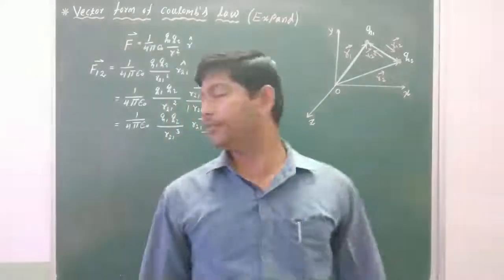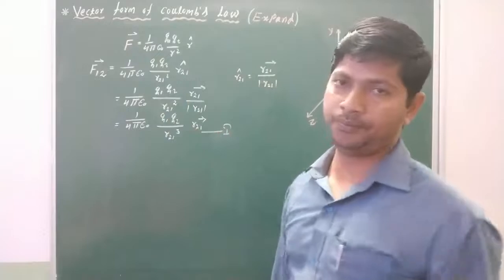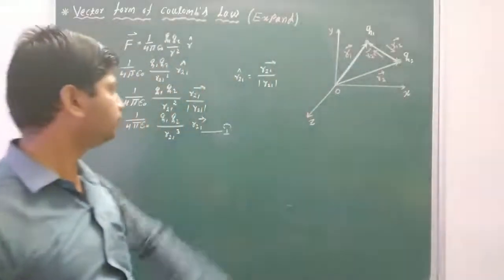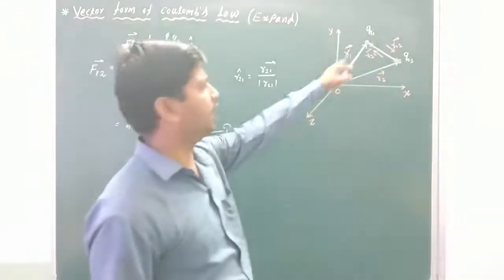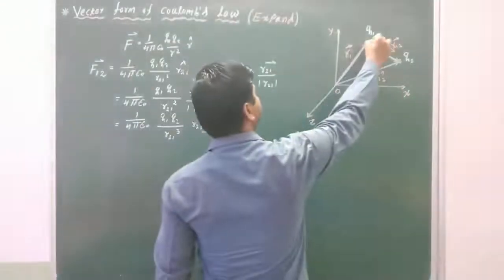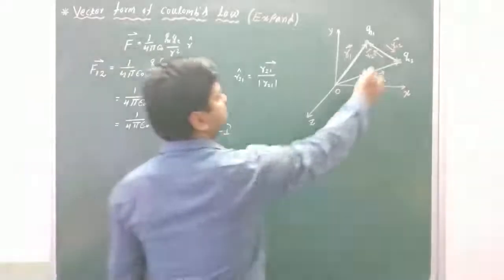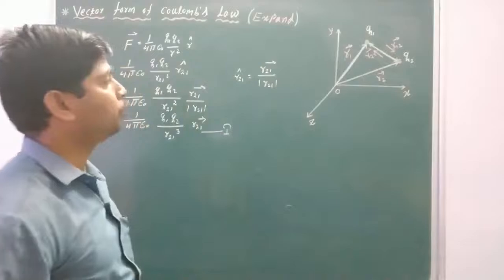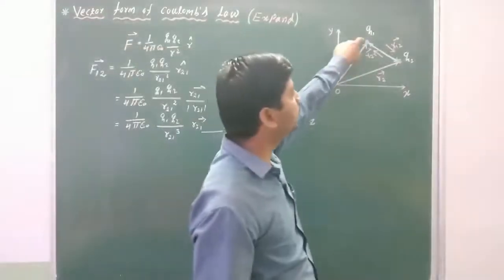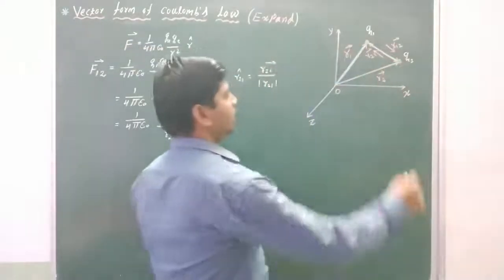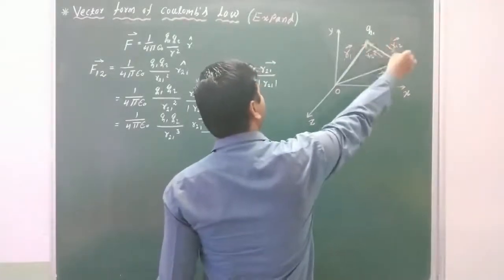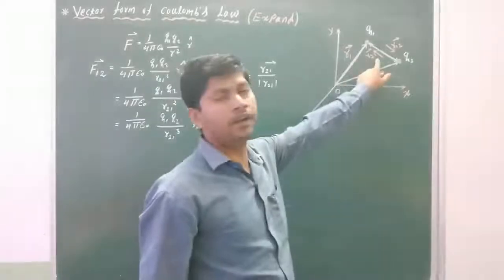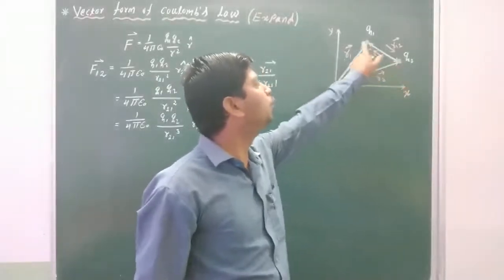Now how to find R21? R21 can be found from the diagram. Just look at the diagram. If I draw the diagram again, R1 is in this direction. R21 is the direction from 2 to 1. That means the force on the first body due to the second one. Then the unit vector taken is R21, which is pointing from 2 to 1.